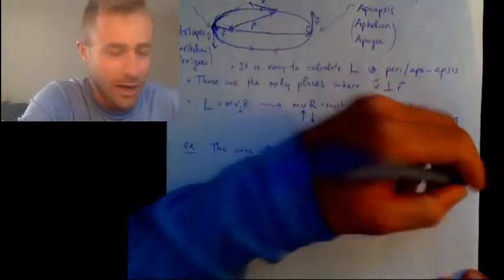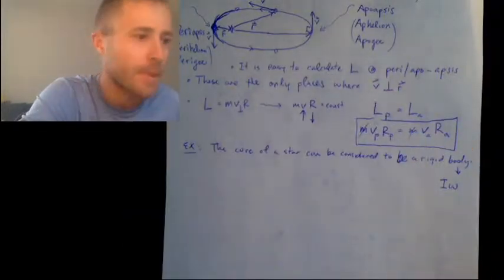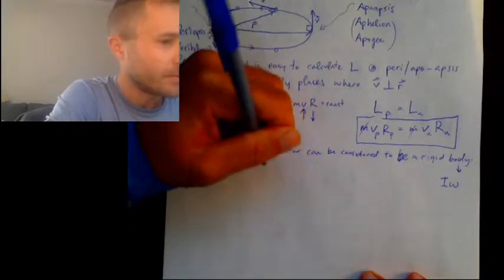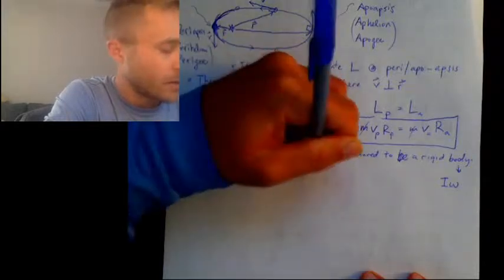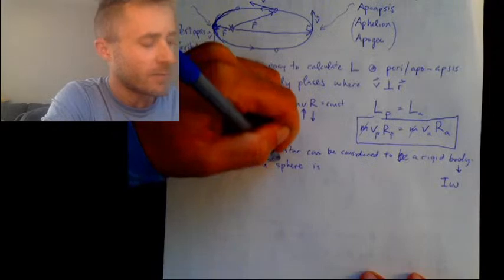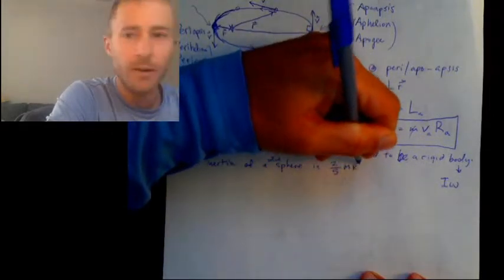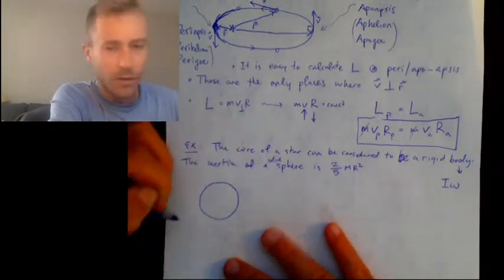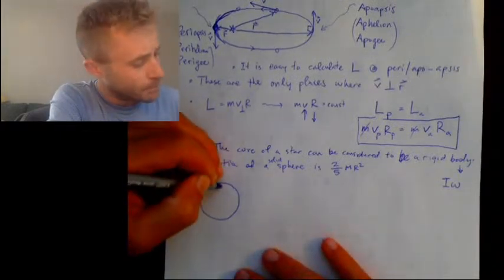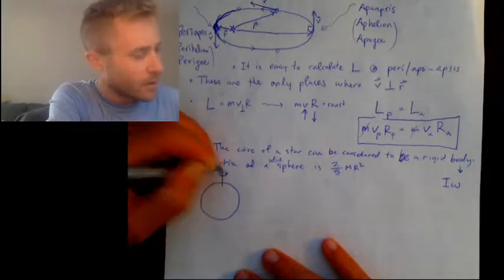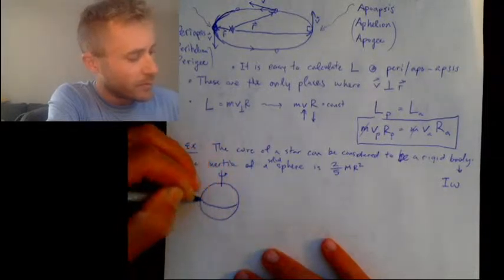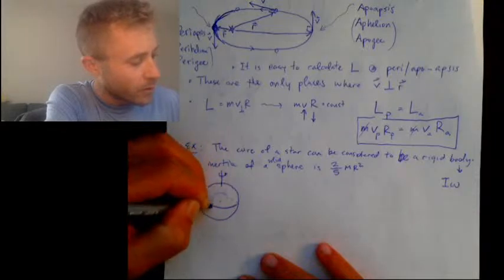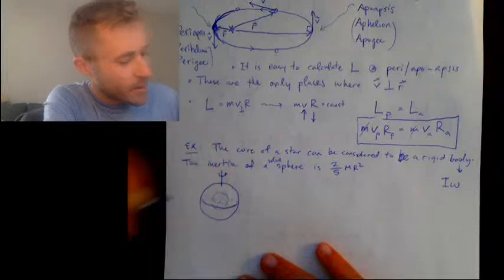Because it's a rigid body, we know that the angular momentum of the core is given by I omega. The inertia of a solid sphere is 2/5 m r squared. Let's suppose we have a star. Basically all stars are spinning, so this star is spinning. Here is the core of the star at its center, and the core is also spinning.